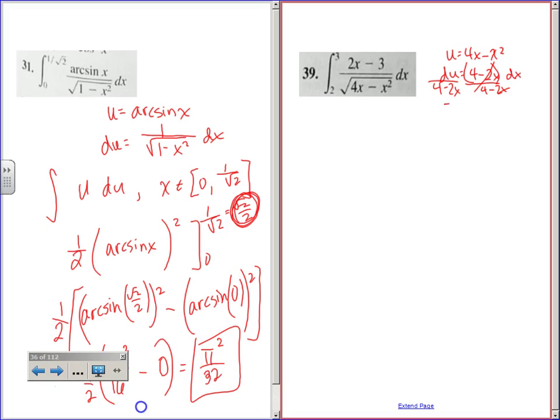Couldn't we rewrite this as, are we allowed to pull out a negative and move it up? Sure. How close are we now? Oh, so close.